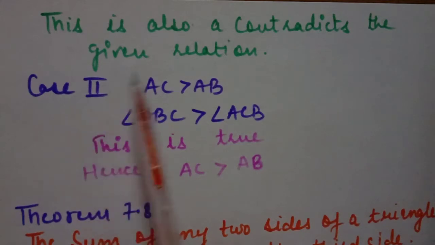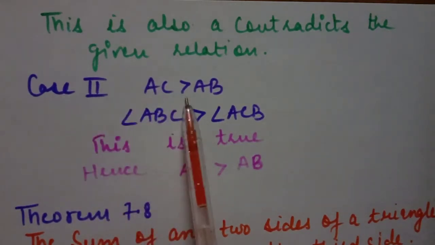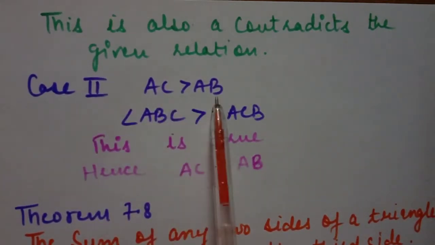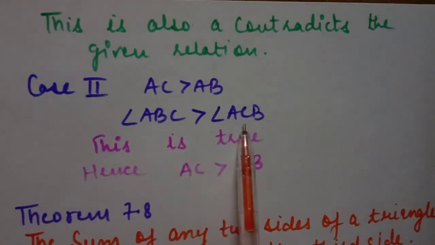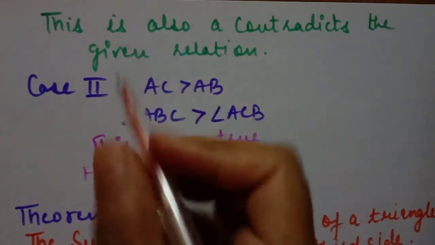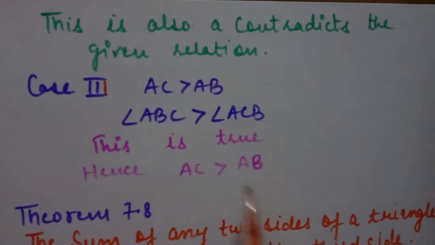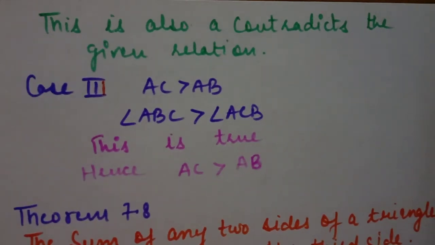So it is also not possible. Case second, AC is greater than AB. It means angle B is greater than. Case third, sorry, it is case third, that AC is greater than AB and ABC is greater than ACB. This is true because it follows the given relation. So this case is true and AC is greater than AB is proved. So students, hope now all doubts are cleared.